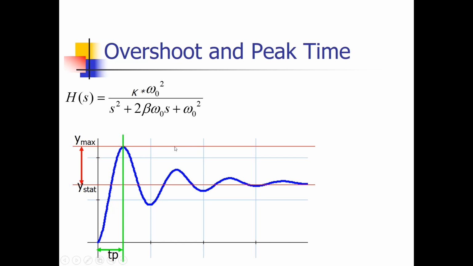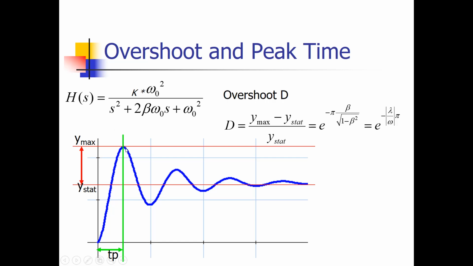And the first requirement or definition of a parameter you should take into account is the so-called overshoot. And the overshoot is defined as the maximum value of your output signal minus the static value, the end value of your output signal, and that divided by that end value, that static value of the output signal, so you get a relative number over here.